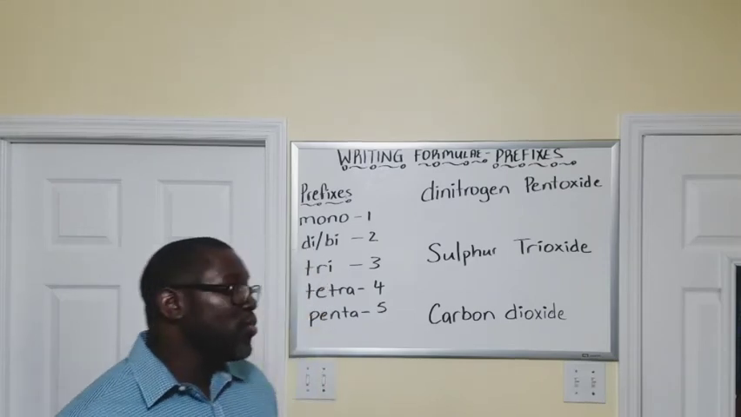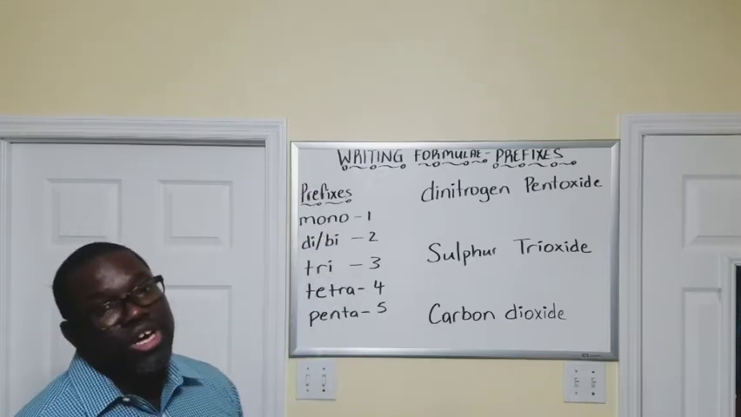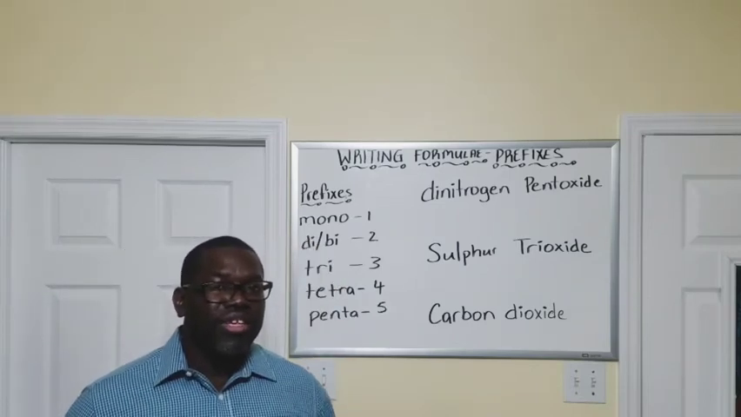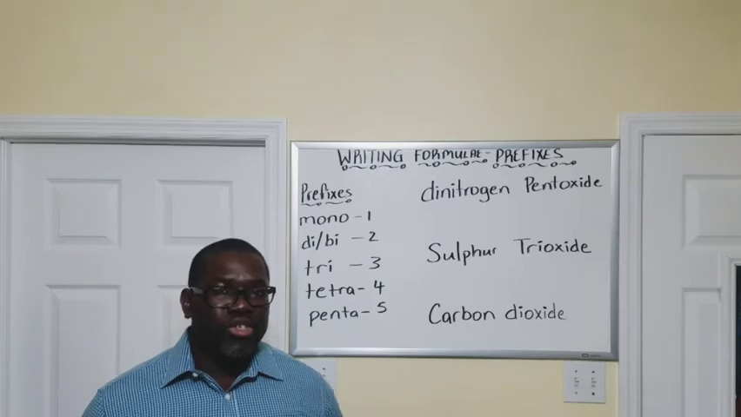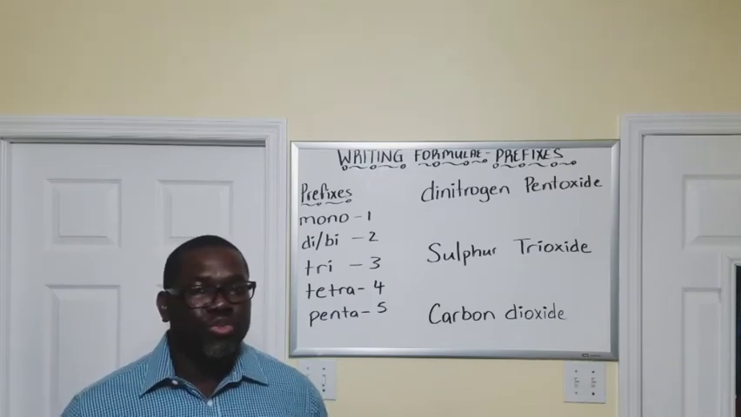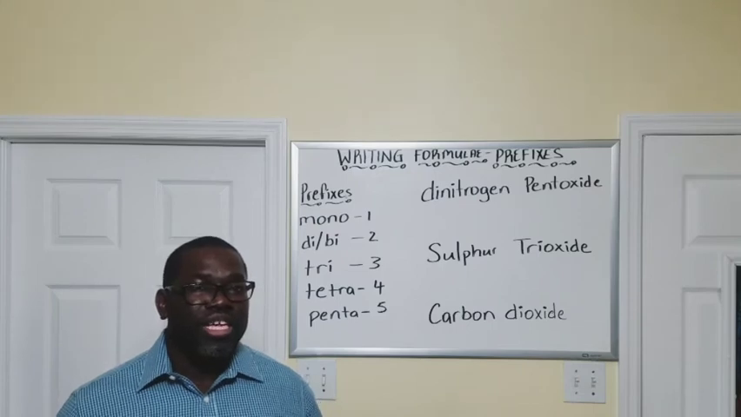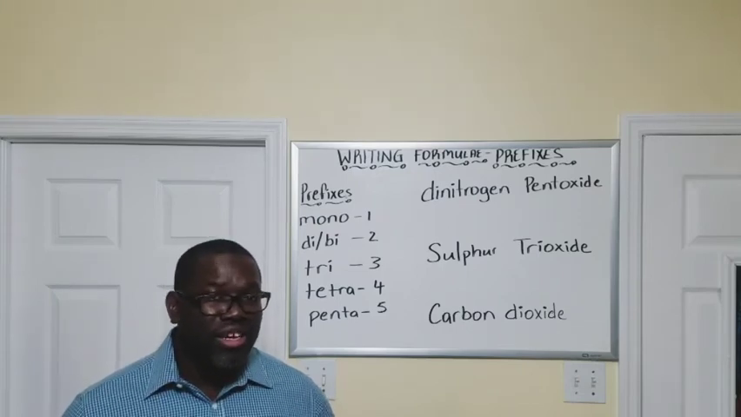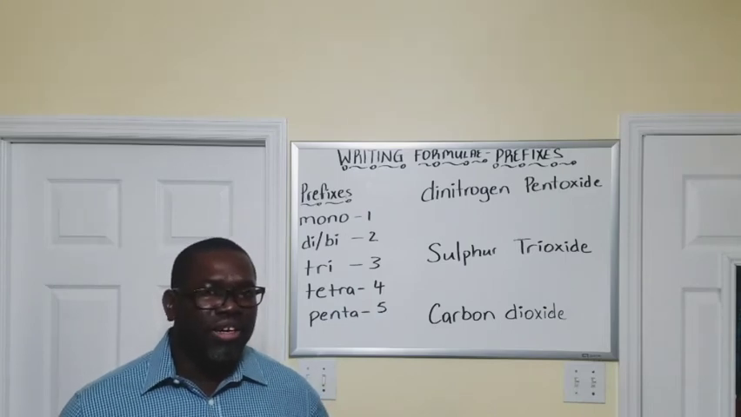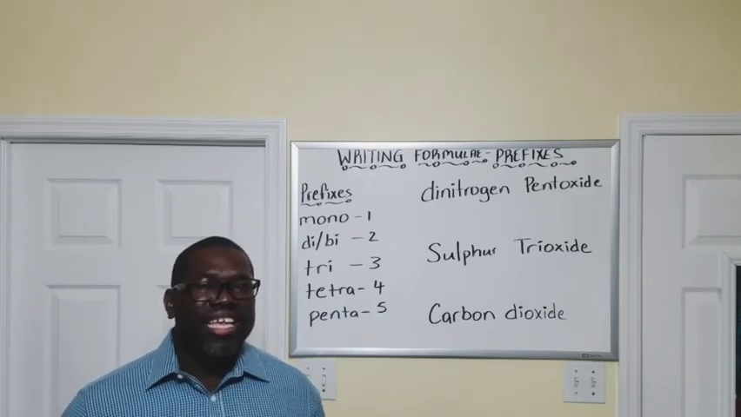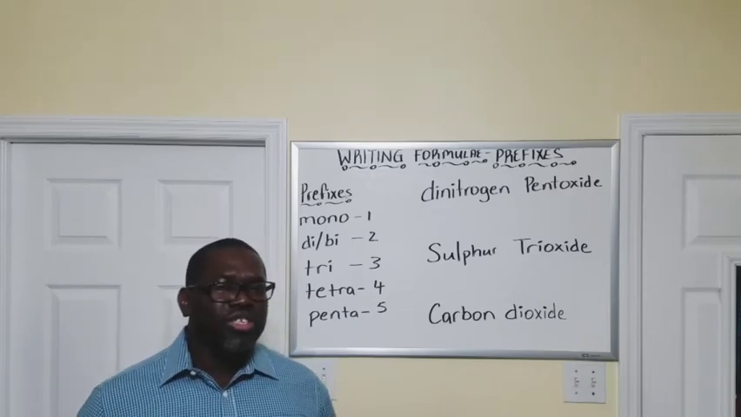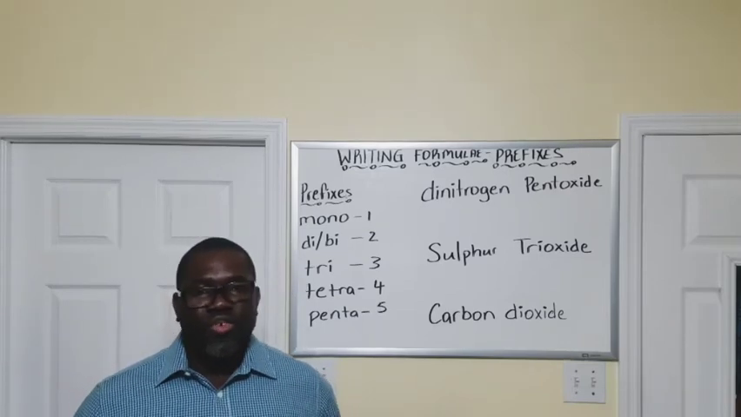So what I've done for you, I've written down the most common prefixes, up to 5, and the number that they represent. You have mono, which means 1, bi or di, which means 2, tri, which means 3, tetra, which means 4, penta or pent, which means 5. Of course, you have hexa, hepta, octa, nona, deca, which is 6 to 10, but we're only going to be focusing on 1 to 5 today.